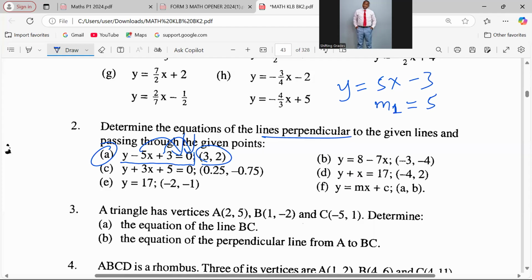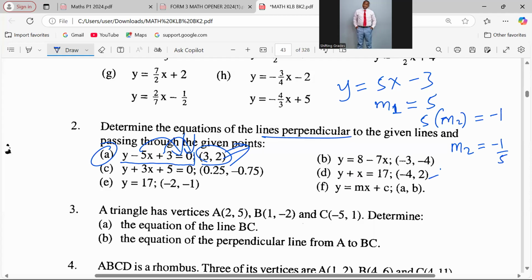Now I need to work with the gradient of this other perpendicular line, which must give us -1. So 5 times gradient 2, which we don't know, we are supposed to get -1. So M2 is going to be -1/5. So we have gradient 2 and we have a point where the line passes. If we have a point where the line passes, then this equation can be determined.